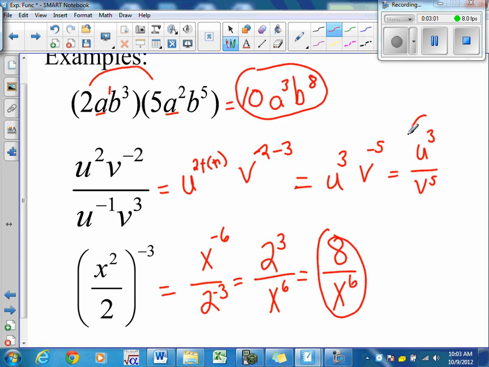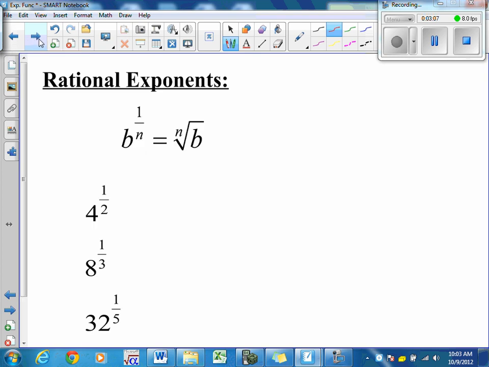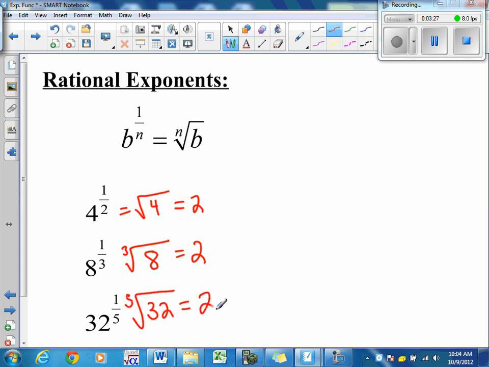So let's review some of the properties that we've already looked at with exponents. We've also talked about rational exponents: something to the 1/2 power is the same as the square root of 4. The 1/3 power is the same as the cube root. The 1/5 power is the same as the 5th root. And those are all 2. Not every answer is 2.